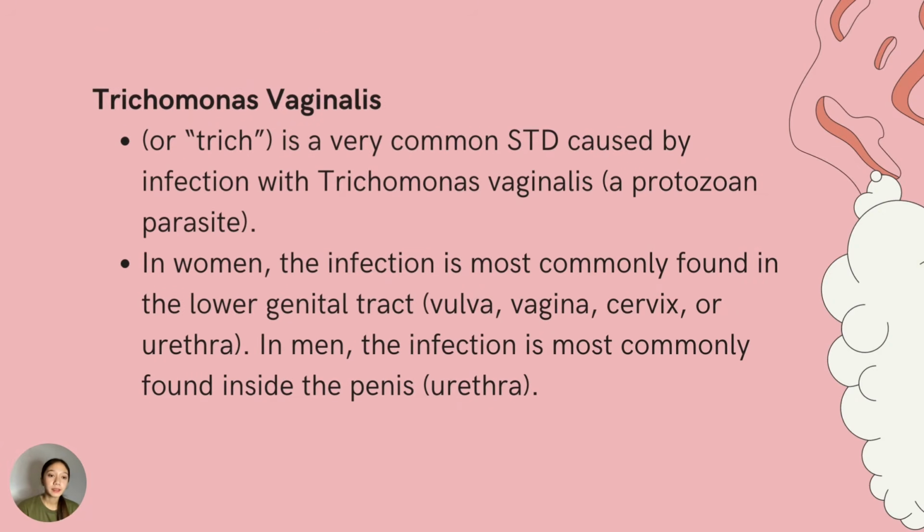And then, next and last is Trichomonas vaginalis, or trich. It is a very common STD caused by infection with Trichomonas vaginalis, a protozoan parasite. So trich is a parasite. In women, the infection is most commonly found in the lower genital tract, or the vulva, vagina, cervix, or the urethra. While in men, the infection is commonly found inside the penis or the urethra. Class, please search nyo talaga to.